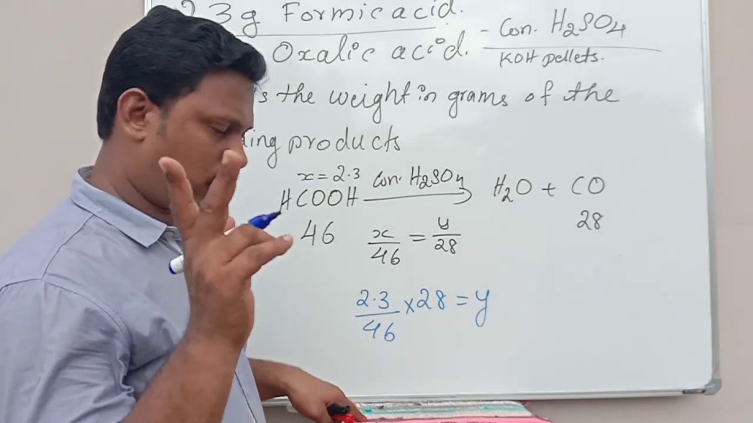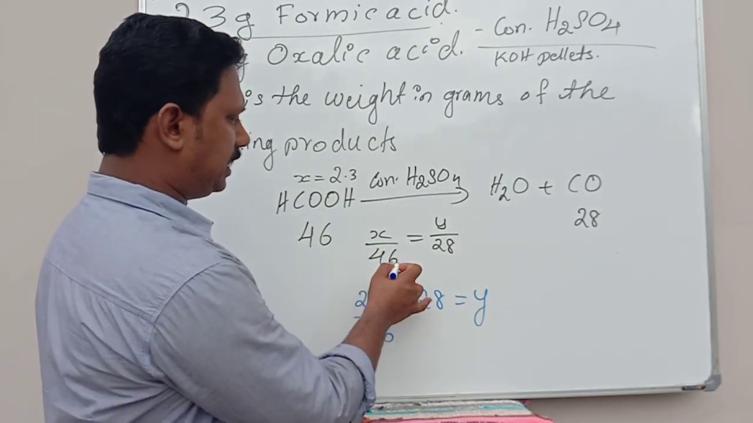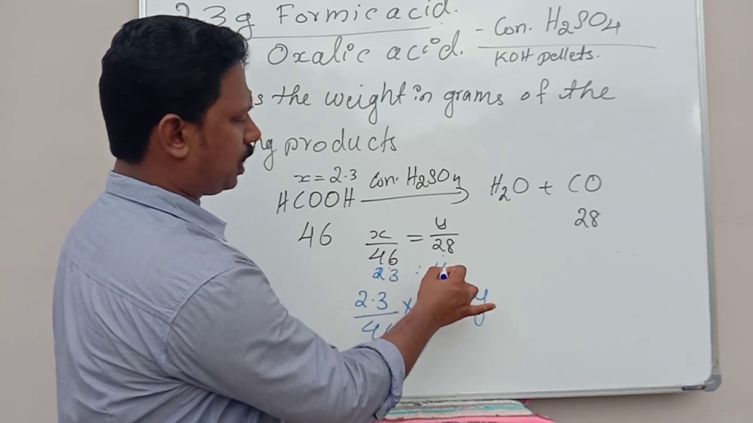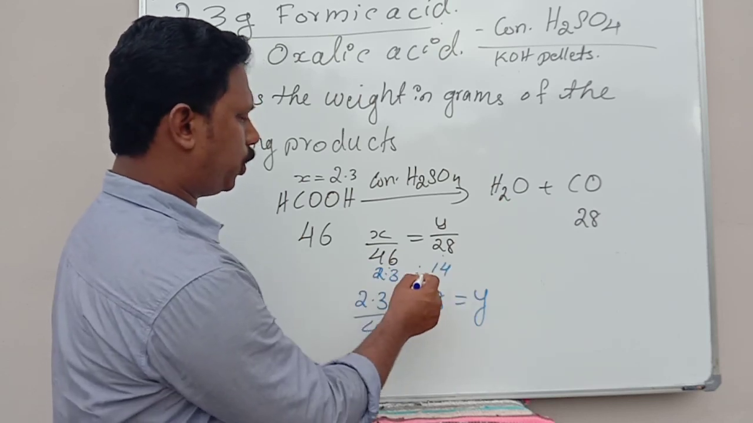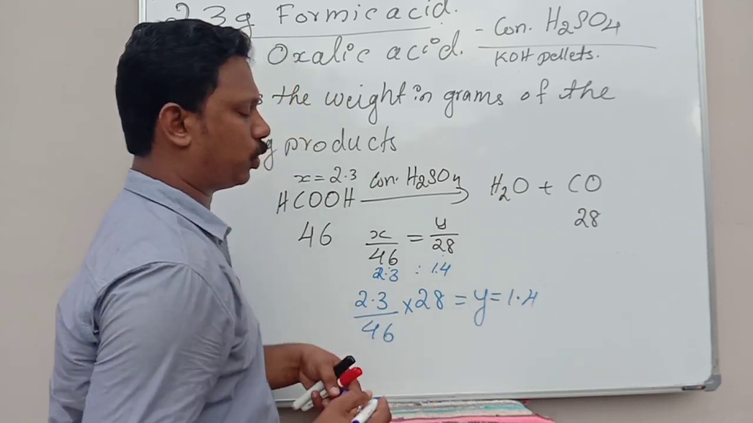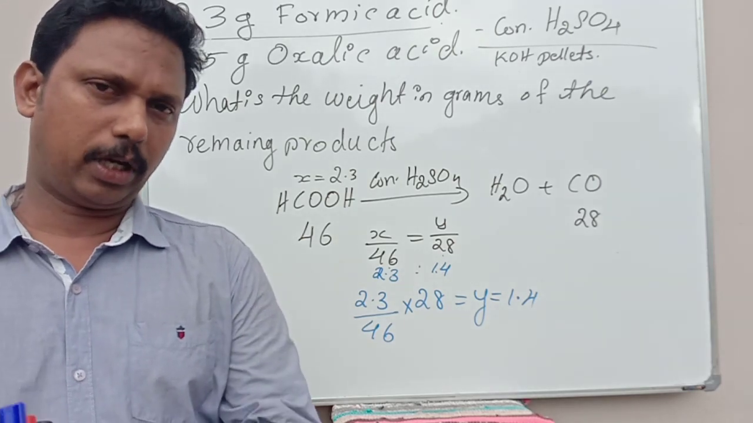You can do this in two methods. One, directly solve this equation. Otherwise, 46 is to 28, so half of 46 is 23, is to half of 28 which is 14. So 2.3 is to 1.4. There also you will get the answer as 1.4 gram. Here also it is 1.4 gram. Okay, now we have to take the total.